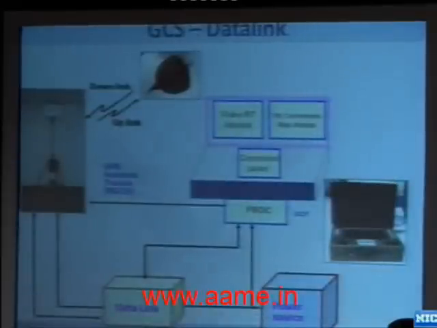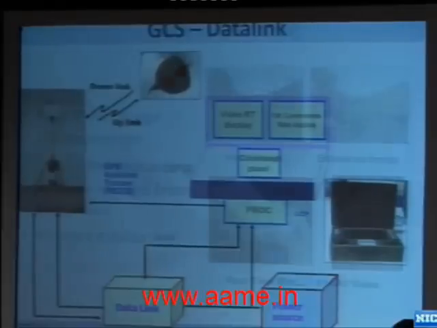And similarly, we have the data link. The command goes from the GCS through the tracker to the vehicle, and the uplink is in the UHF band and the downlink is in the S band. We have the video as well as the telemetry data coming through the tracker to the GCS. And of course, the tracker uses the GPS coordinates given by the vehicle, and that is given back as a command to the tracker from the GCS.